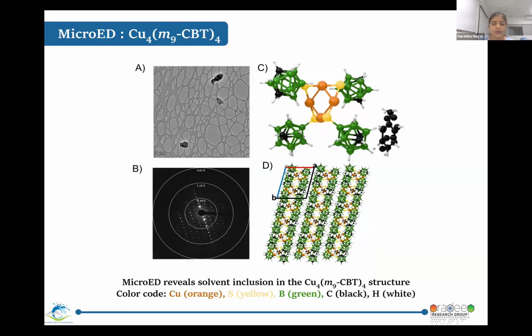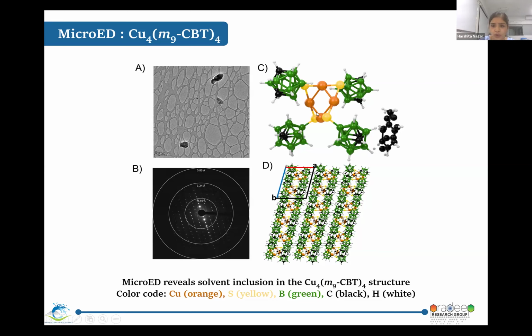Now the second cluster we used was the copper 4 nanocluster protected with metacarborane 9 thiol ligand. Here micro-ED gave us new insight about solvent inclusion within the molecule. In the case of this copper 4 M9CBT, these are the crystals which we have chosen, and in all of these crystals the size is even less than 1 micron. Again we rotated the stage from -40° to +40° with 1 degree tilt per image, and we were able to get a resolution of around 0.9 angstrom.